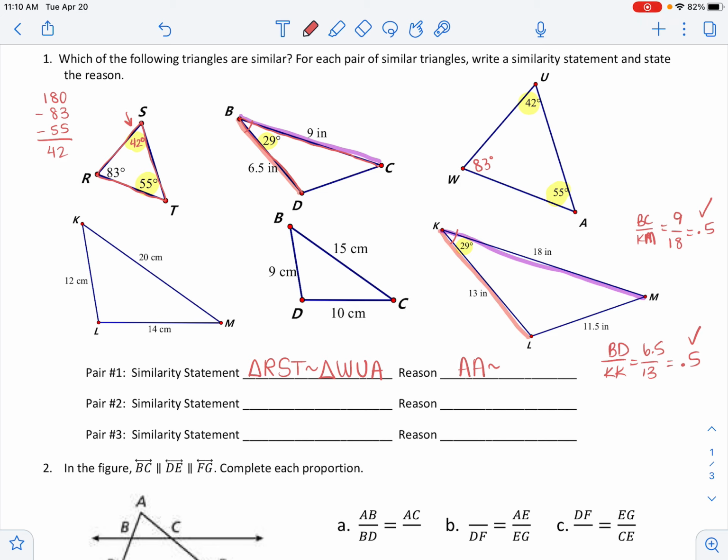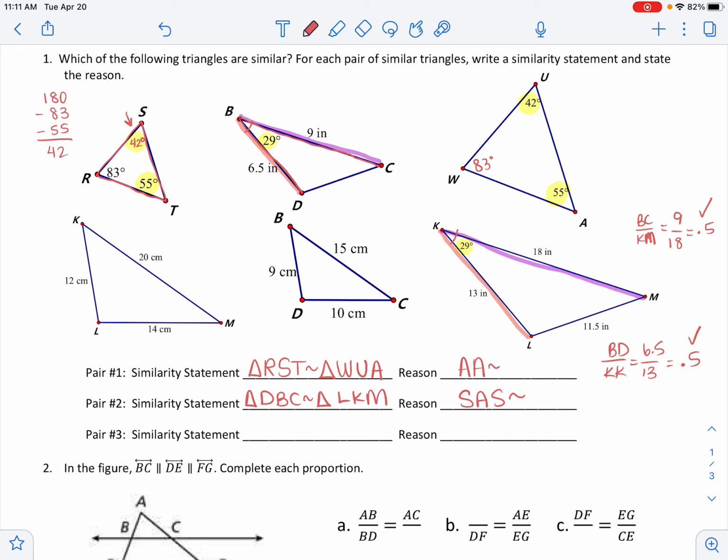So I'm going to start with the similarity statement. Triangle DBC is similar to triangle LKM, and the reason is side, angle, side similarity. Now, the last two that we could match up here, I have side lengths for all three sides. So we're going to test to see if it is a side, side, side proportional, a side, side, side similarity.